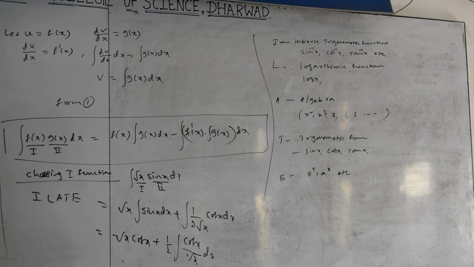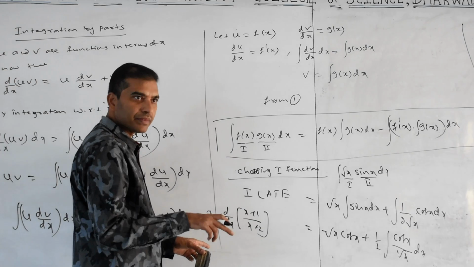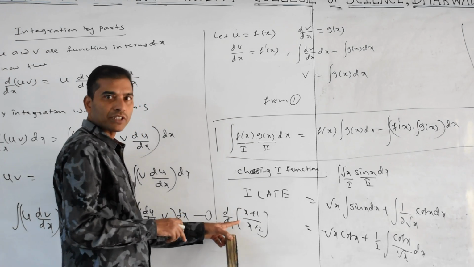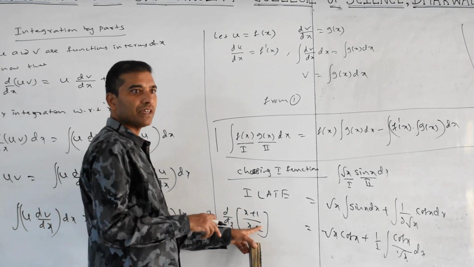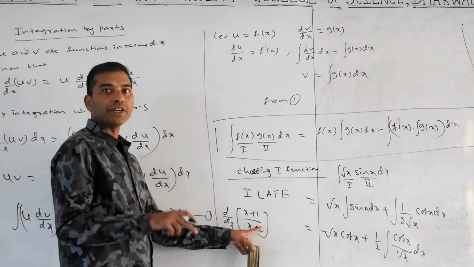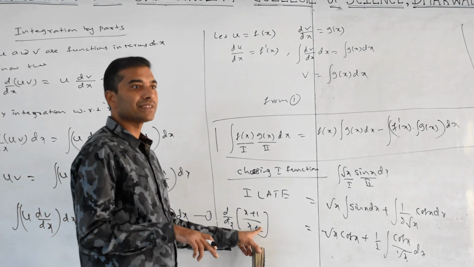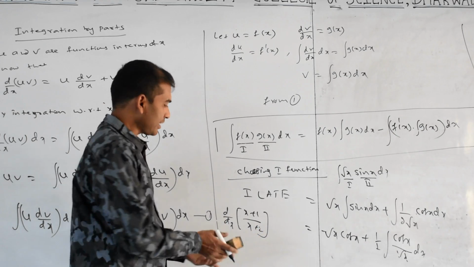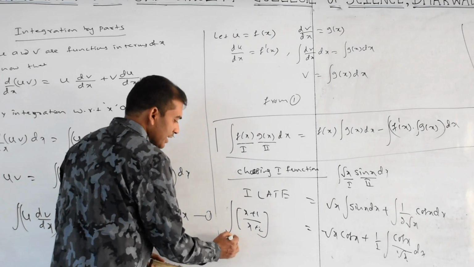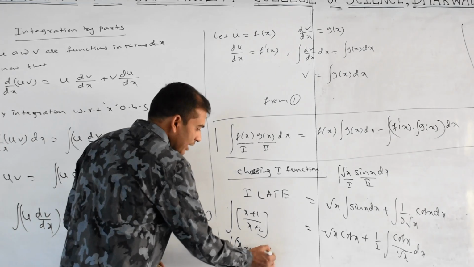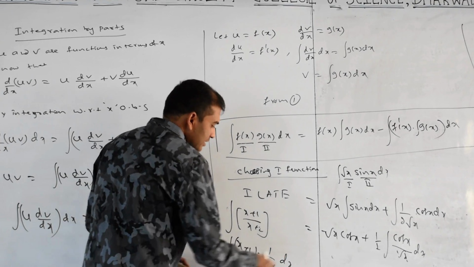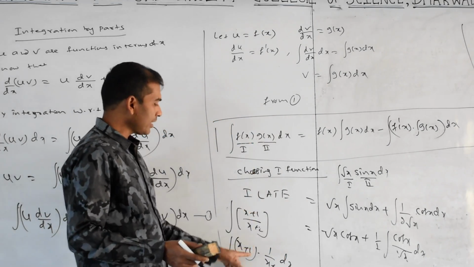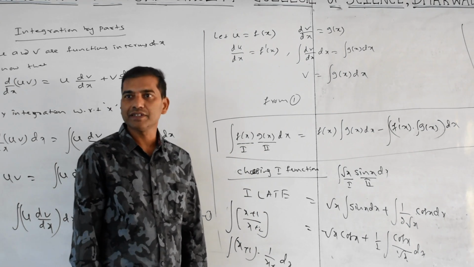Are you following? Take u by v, d by dx of (x plus 1) by (x plus 2). This is u by v. But is it possible to convert it into u into v? Yes, in differentiation, x plus 1 as u and 1 by (x plus 2) as v, because in differentiation the product rule exists for each and every function, but integration is not like that. If you take the integration of (x plus 1) into 1 by (x plus 2) dx and apply this formula, you never get it.